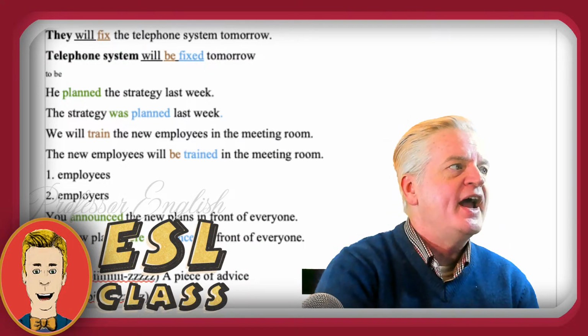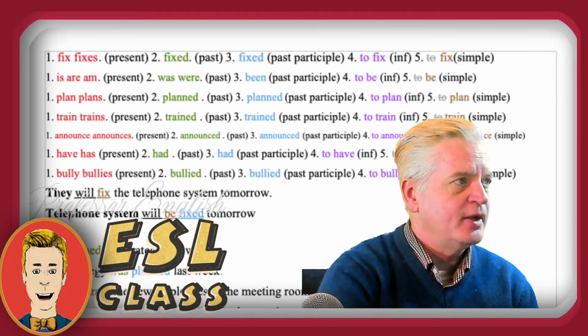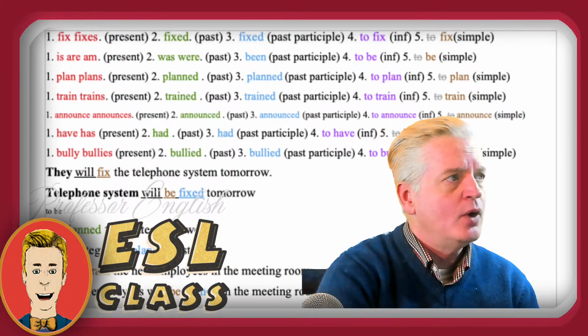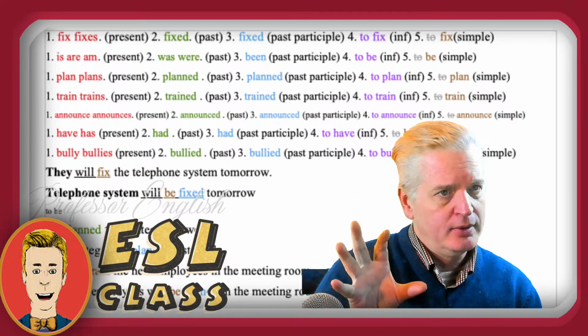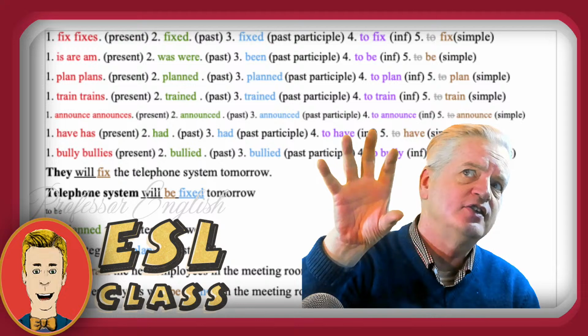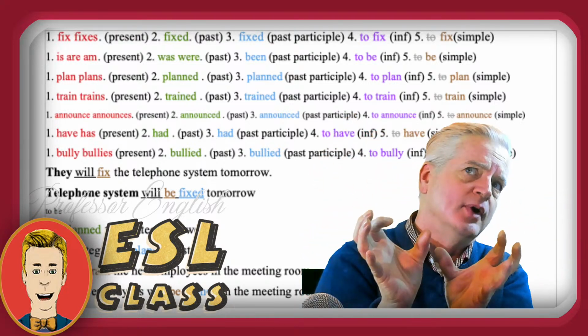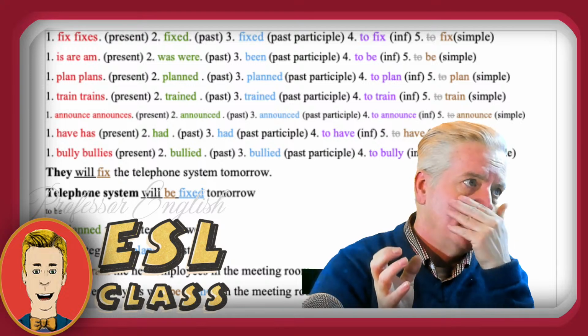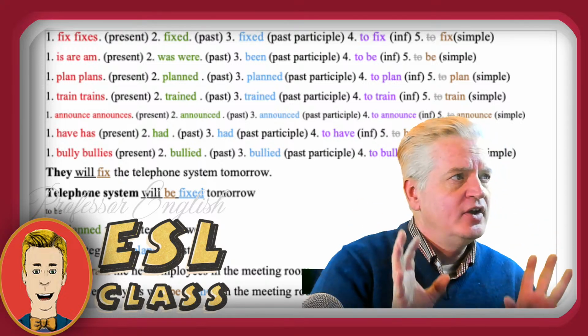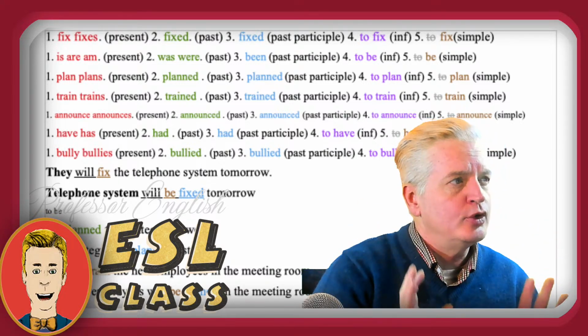So what happens when you make a passive voice sentence? You always take the principal verb. Our verb is will fix. Will tells us about the time. Fix is the principal verb. Fix is really the action. You always change the principal verb to blue.